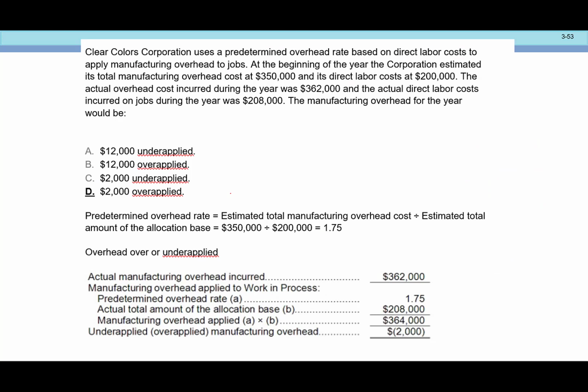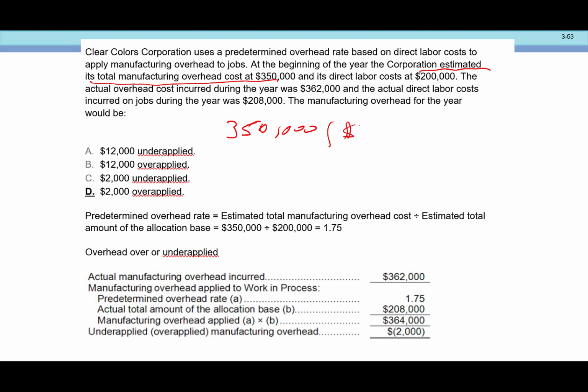Okay, let's do one more. See if I can mess this one up. Okay, Clear Colors Corporation uses a predetermined overhead rate based on direct labor costs. It applies manufacturing overhead. At the beginning of the year, the corporation estimated its total manufacturing overhead would be 350. I'm going to pick that number up because I know I have to use it to come up with my predetermined overhead rate, don't I? Then what? In this scenario, they decide to use direct labor cost as opposed to hours. Is that okay? That's okay.